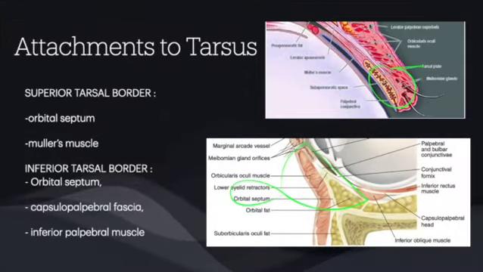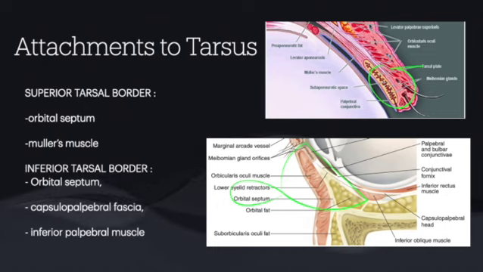Let's discuss the attachments of the tarsus. If you see the superior tarsal border in the upper eyelid, the attachments are the orbital septum anteriorly and Muller's muscle posteriorly. Coming to the inferior tarsal border, in the picture below, the area I marked shows the orbital septum, next the capsulopalpebral fascia, and the inferior palpebral muscle.